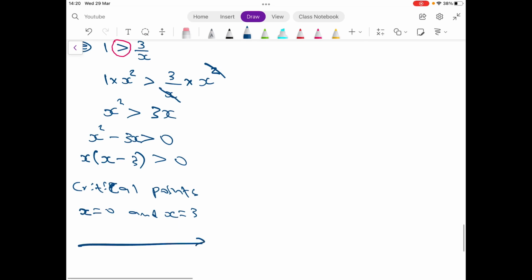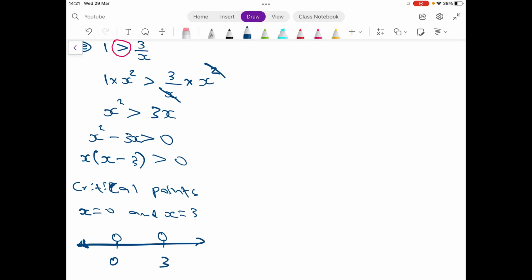Then now we just draw our famous number line. We have 0, we have 3. Then we are basically back to where we started. This is similar to what we already did before. And because the inequality sign does not say greater or equal to, it's just greater, we don't shade these points. That means we don't include the critical points in our final solution.